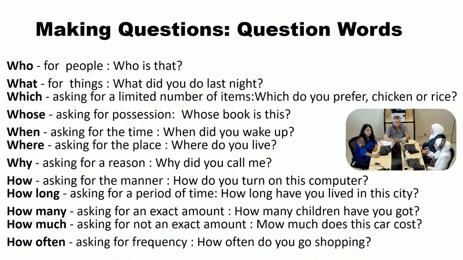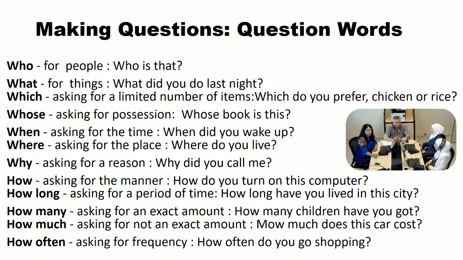We can use many words after how. Each one of them has a different meaning. Like how long, asking for a period of time. How long have you lived in this city? Especially with since and for, we usually use how long. How many, asking for an exact amount. How many children have you got?